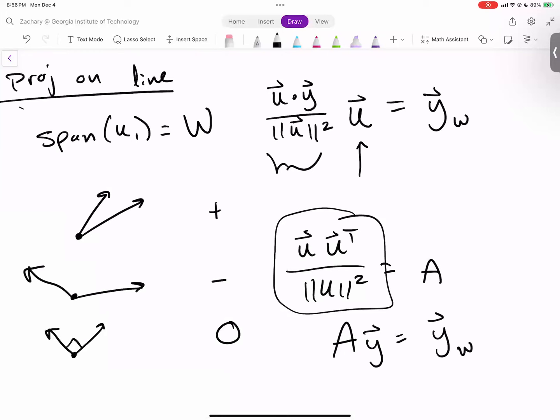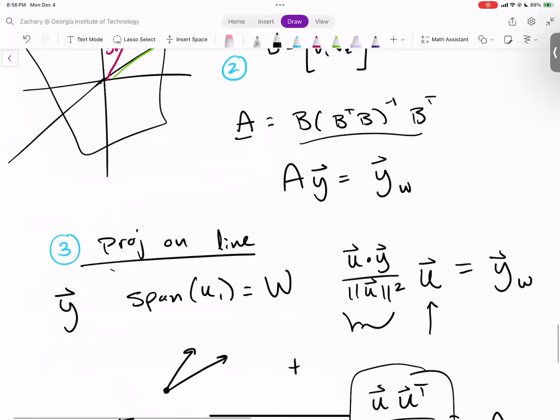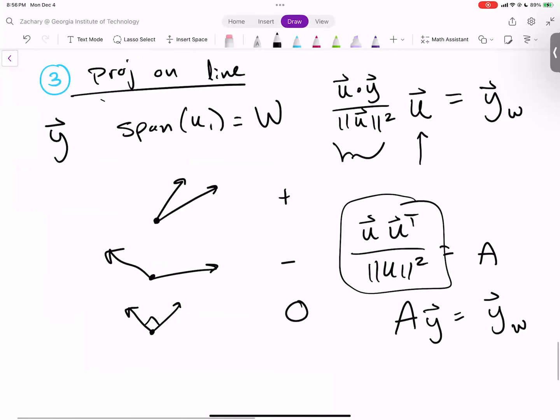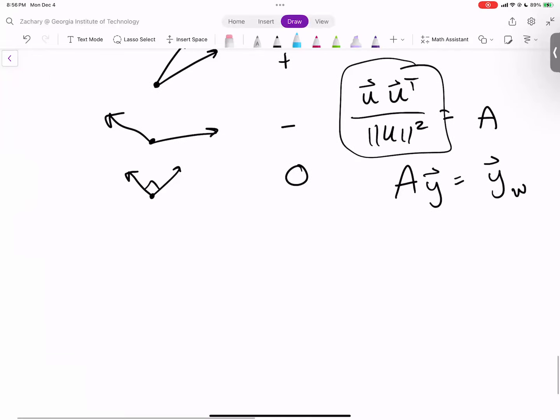This would be the way to do it if they ask you to find a general matrix for a projection onto the line. You can also do C (C transpose C) inverse. You can also do this headache of a formula with the transposes. Still all fine. So that's projecting onto a line. Now let's talk about least squares.